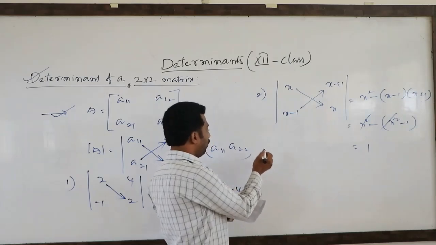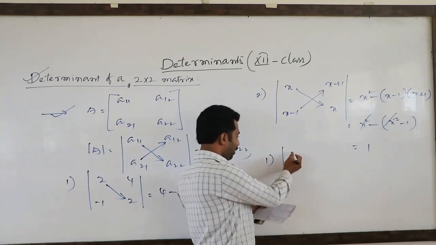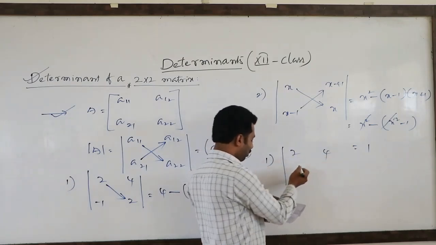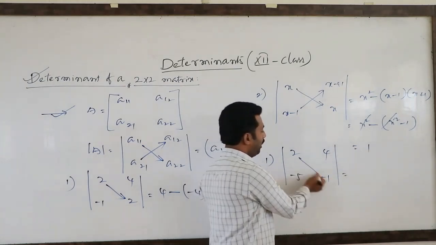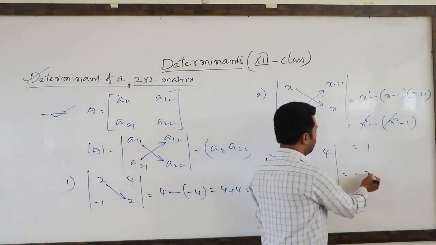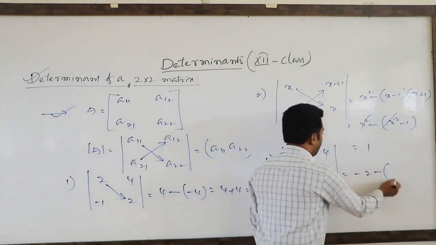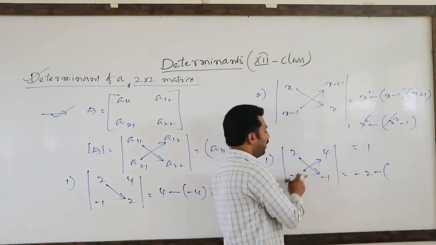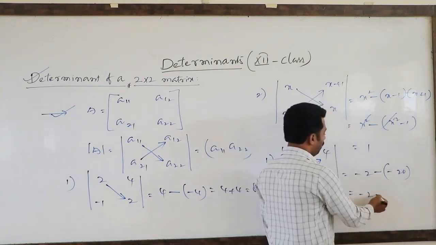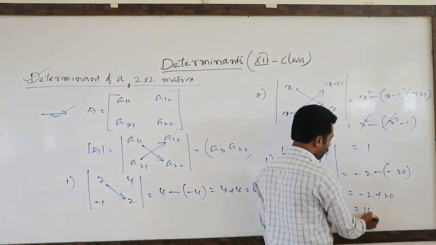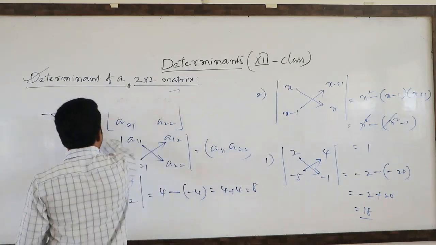In exercise 4.1, first question, you observe. Determinant of this is 2, 4, minus 5, minus 1. See, product of the principal diagonal elements is minus 2, minus product of the non-diagonal elements, minus 5 into 4, this is minus 20. So minus 2 plus 20, this is nothing but 18. Next.